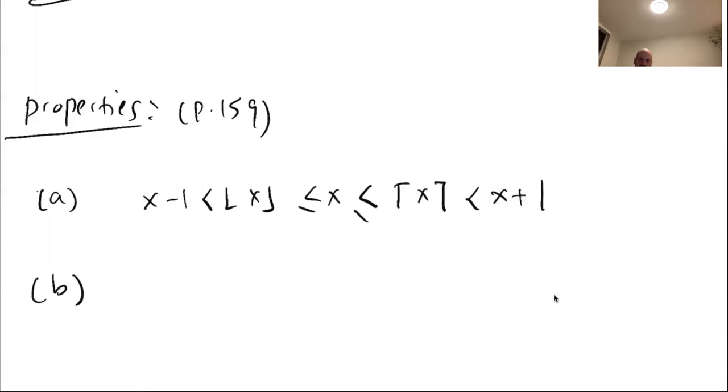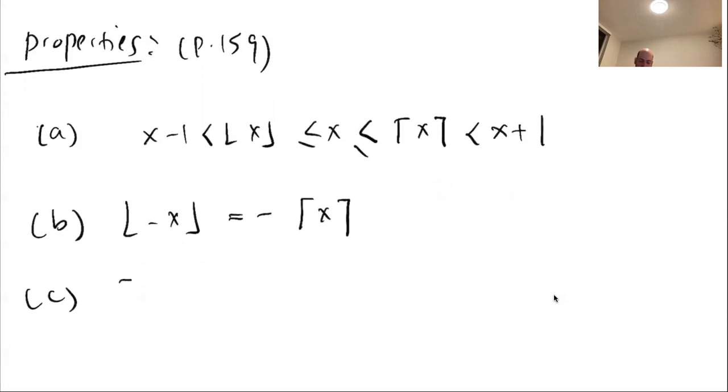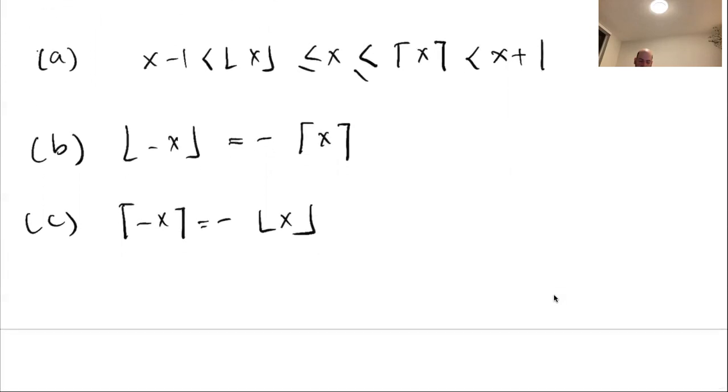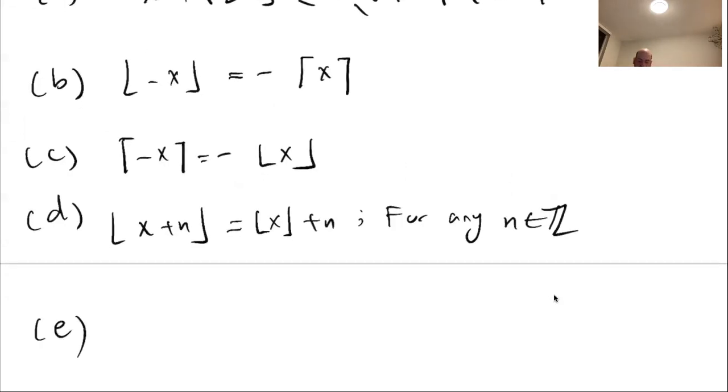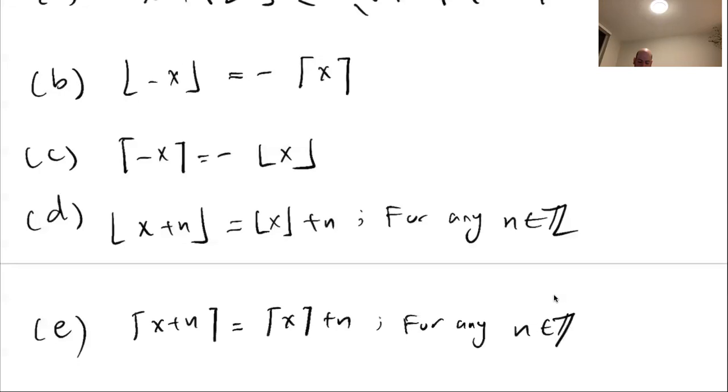Part B, floor of minus X is minus ceiling of X. Ceiling of minus X is minus floor of X. Part D, floor of X plus N is equal to floor of X plus N for any integer N in Z. And part E, ceiling of X plus N is equal to ceiling of X plus N, again for any N belongs to Z.